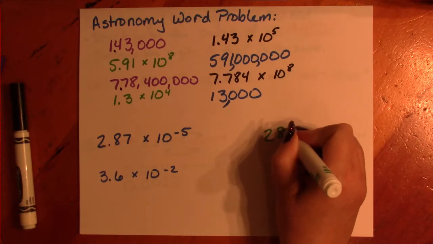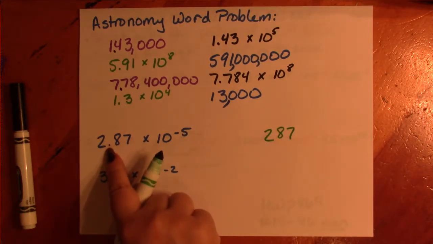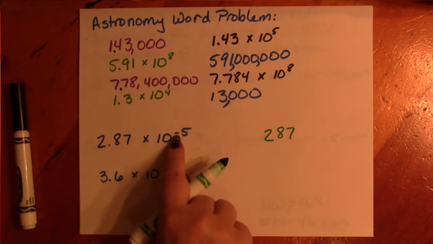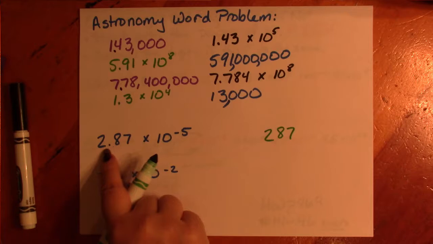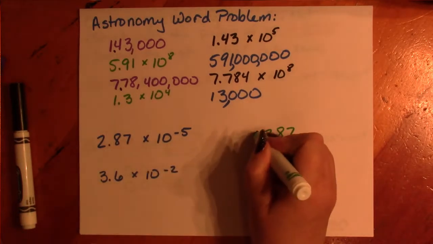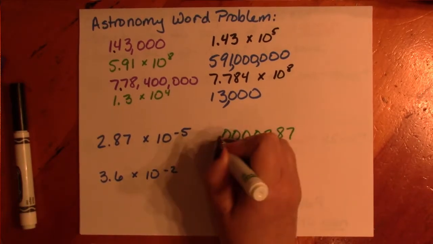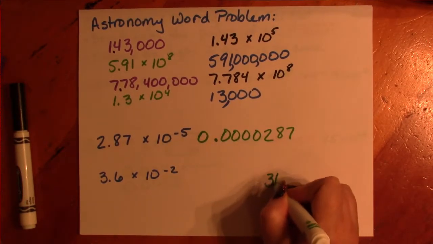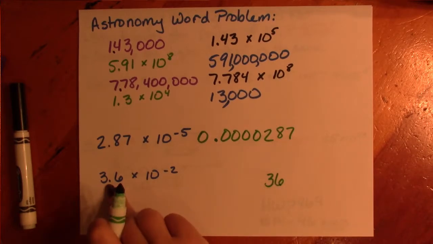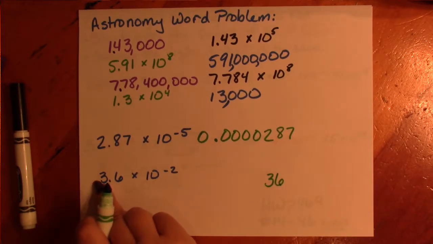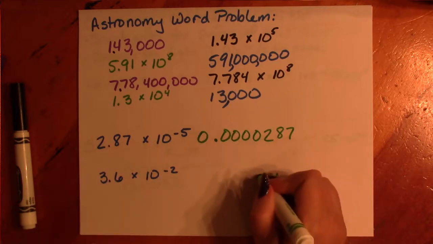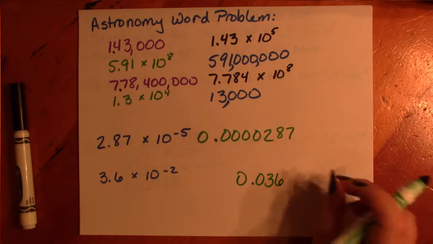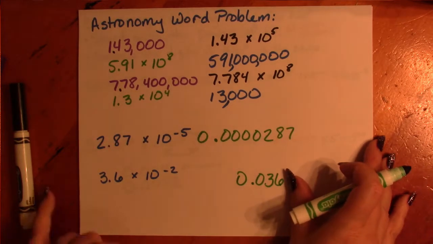I'm going to put my 287 here, and I'm going to move this decimal to make this number smaller, because this is a small number. Make it smaller by 5 decimal places. I've already moved it once. I have 4 left: 1, 2, 3, 4, and then my decimal place. I'm going to put 36 here. My decimal was here. I've moved it 1 to get it here, and I'm going to move it 1 more to get to 2. So 0.036. Please ask if you have any questions.